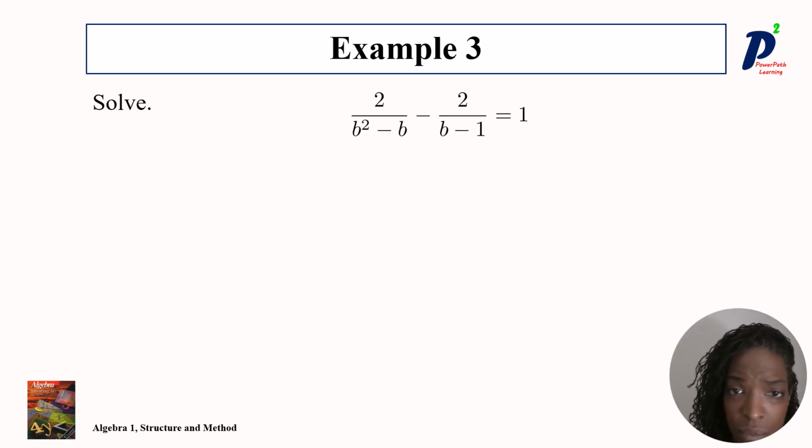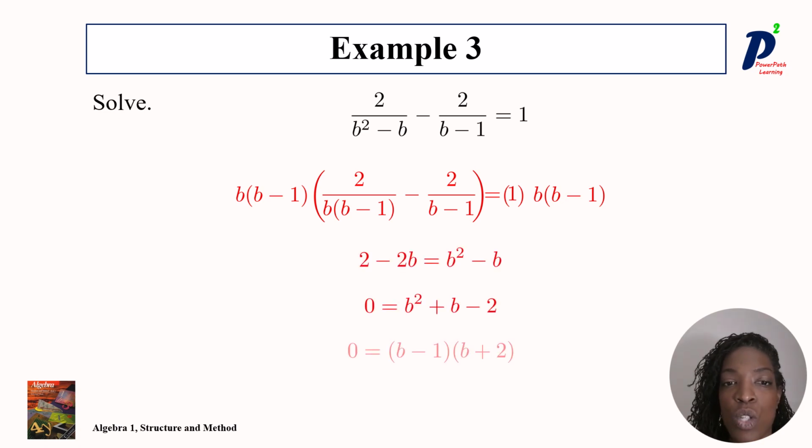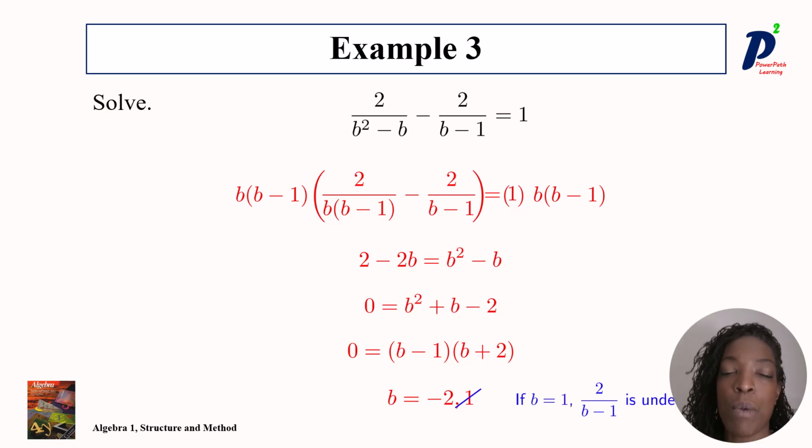Okay, so for this one, it's a similar process, but we need to factor our denominators first. First thing I'm going to do is just rewrite the first fraction over b times b minus 1, so I can easily see that my LCD is b times b minus 1. So I multiply both sides by b times b minus 1, and I get 2 minus 2b equals b squared minus b. This is a quadratic equation. We bring everything to one side, then we factor and use the zero product property. However, we need to toss the b equals 1 answer because it makes our second fraction undefined.